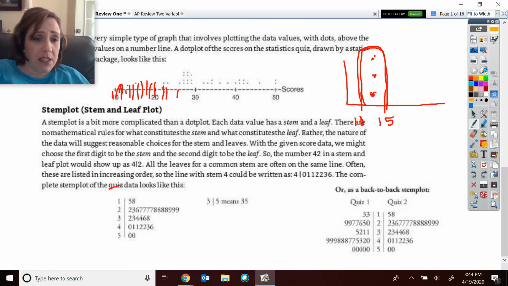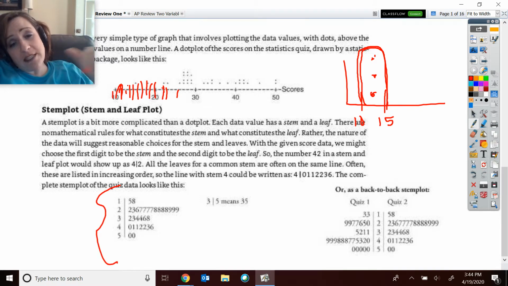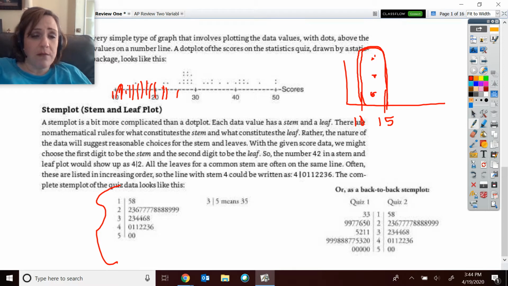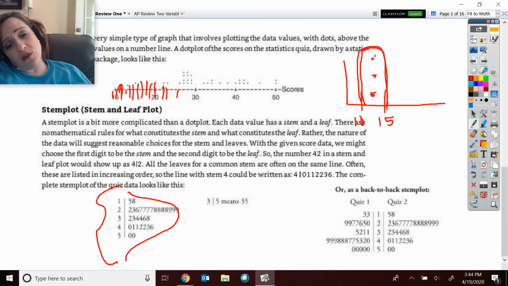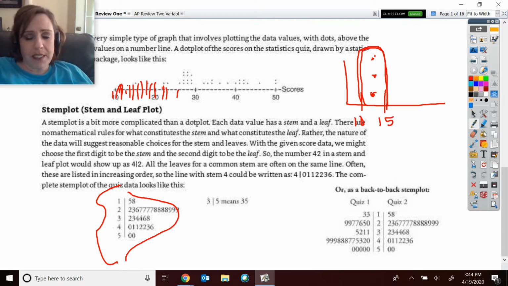Here's your stem and leaf plot. The good thing about stem and leaf plots is that if you turn it sideways, if you look at it on the side, you can really see the shape of this. So this is unimodal. It's a little skewed to the right, but it is probably somewhat symmetric. Just pay attention to which way it is going.